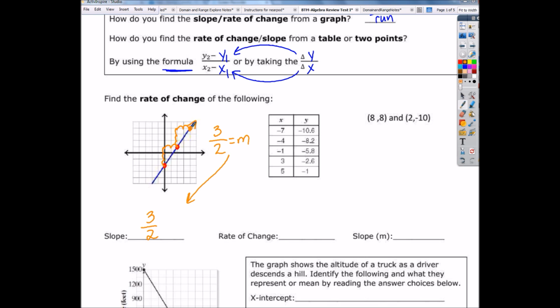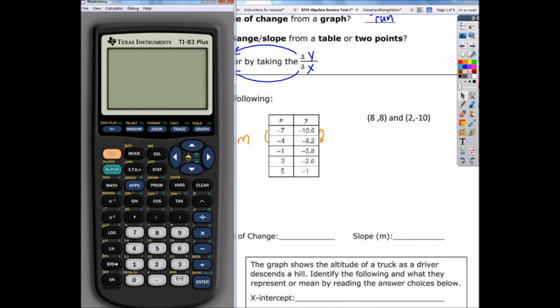Uh-oh, now we've got a table. For this table, we've got several different points, so we can do change of y over change of x. So I'm just going to pick out 2 easy points, and most people start here to here and here to here. So what you do is you grab your trusty calculator. Bam! There's my calculator right here. And so turn that on.